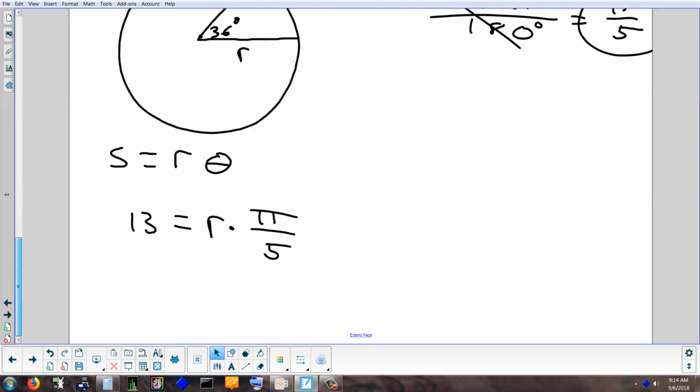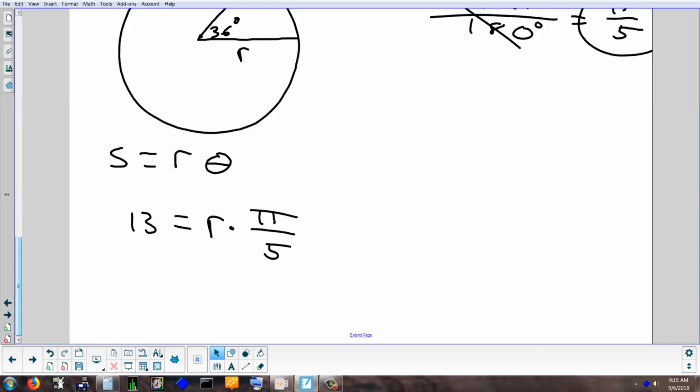So now, I want to get the pi and the 5 on the other side. And earlier someone mentioned something and I said we're going to use that later. So there is a way to get the pi and the 5 on the other side at the same time. Does anybody know what you do on both sides here? Yep. Times 5 over pi.